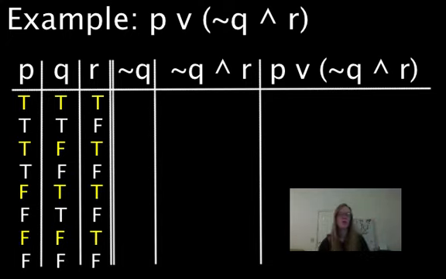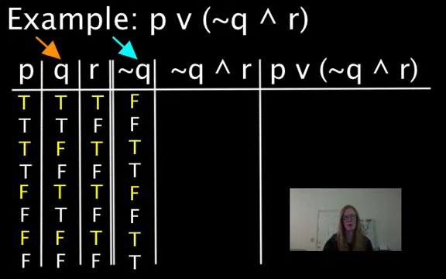Okay, so now that we have P, Q, and R, what we have to do is fill in the other columns. So not Q is pretty easy. We make sure we look at the Q column, and we're going to go through and fill in the opposite of whatever Q is. Now, for the next part, we're going to do not Q and R. So we have to make sure we're looking at the correct columns. We're going to look at not Q, which we just filled in, and we're going to look at R.